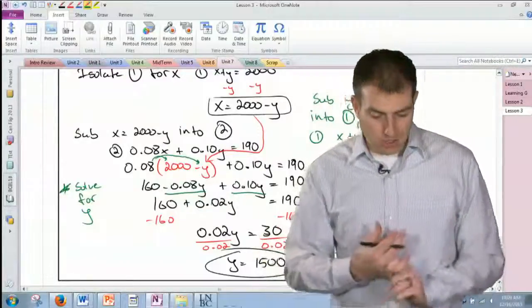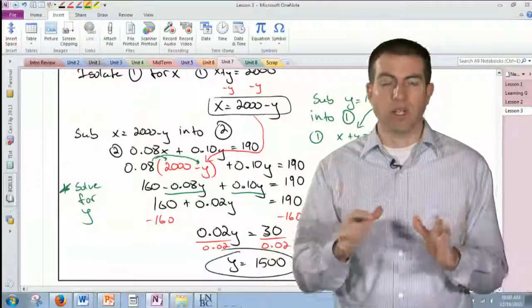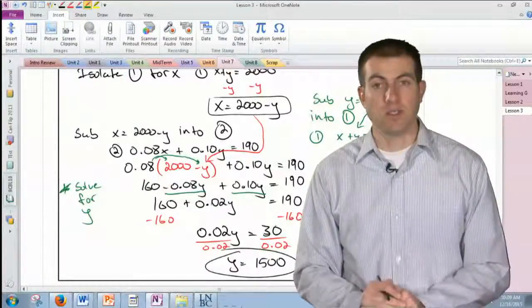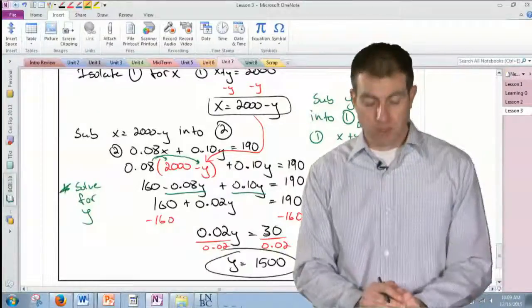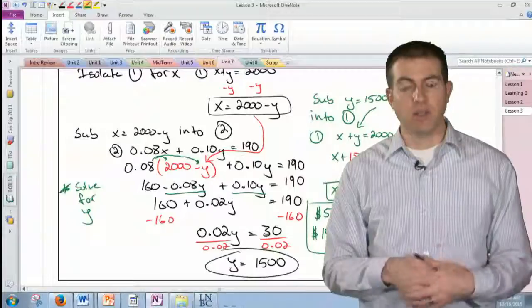I know this can be overwhelming, but as long as you can keep sight of where you're trying to get to, you should be okay. And there's lots of ways to do these. You can substitute into either equation to figure out the other variable.